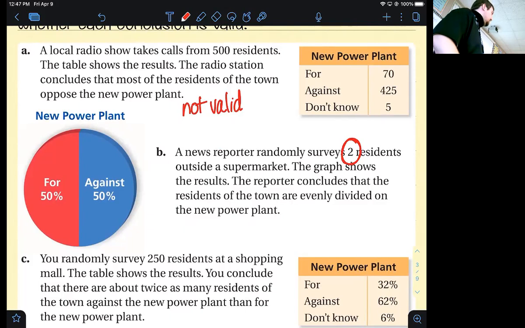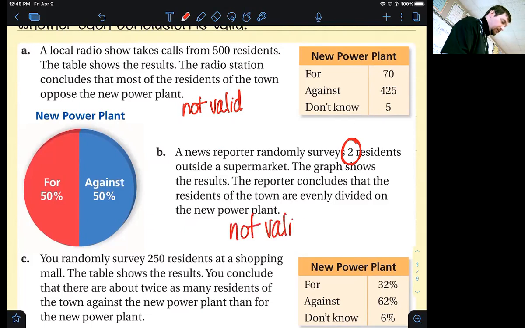The town's split. I like that it was done randomly. Don't get me wrong, but you can't do just 2 people. That's not enough to represent your population. At least do 100, maybe more, 200. Okay, so this is not valid.